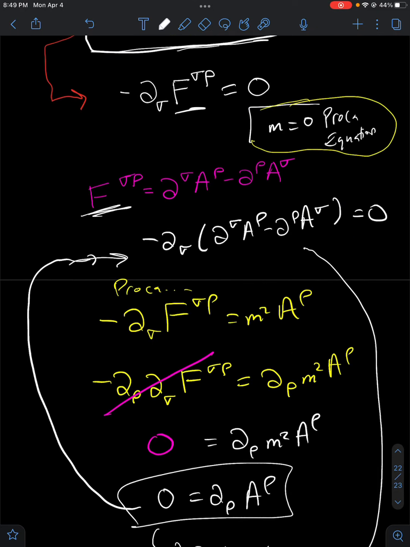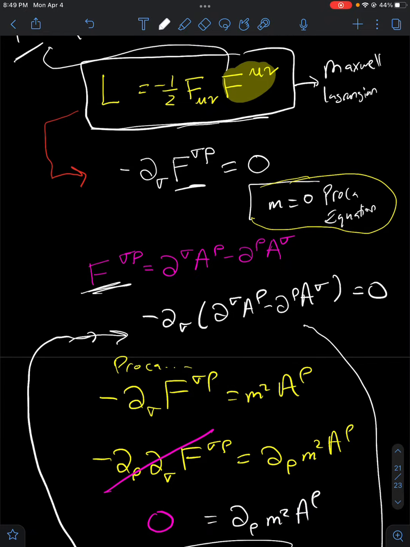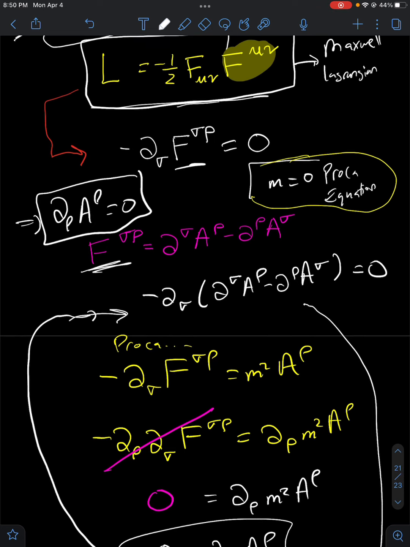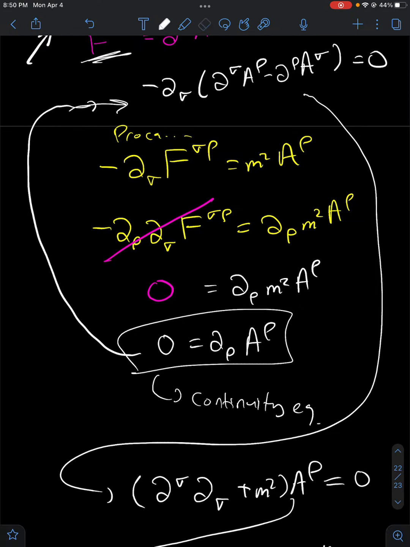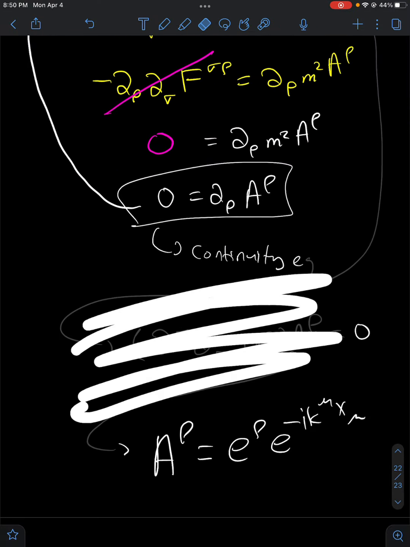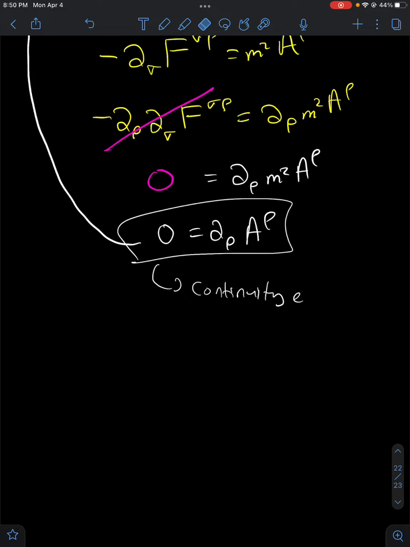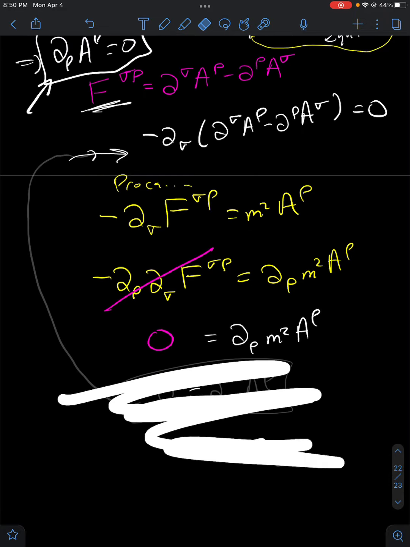So basically, all we really want to do is try to show that partial_rho A_rho equals 0 for the Maxwell equations, and then we're basically done. Everything else just comes out naturally. So as long as we can find that continuity equation, then we've hit the gold pot. So that is what we actually have to do. So how can we actually do that?